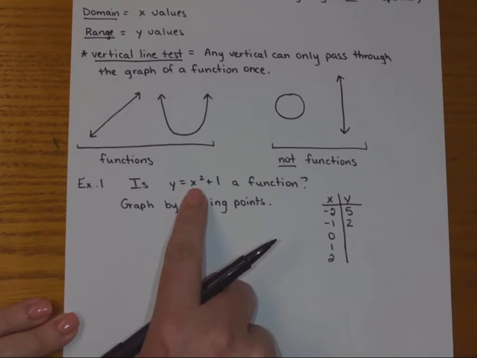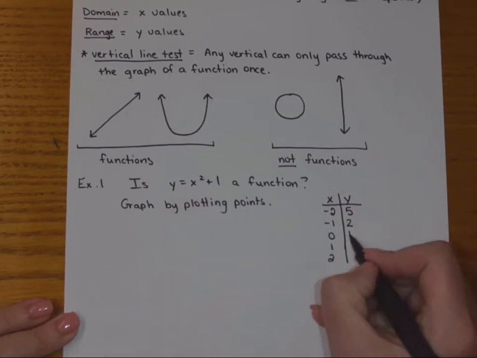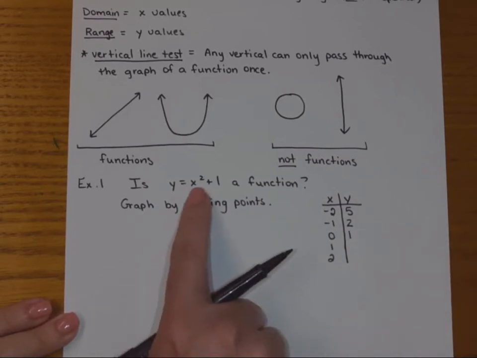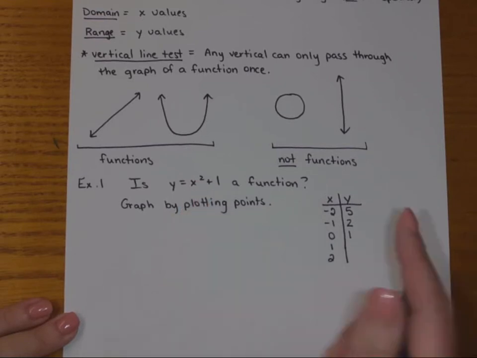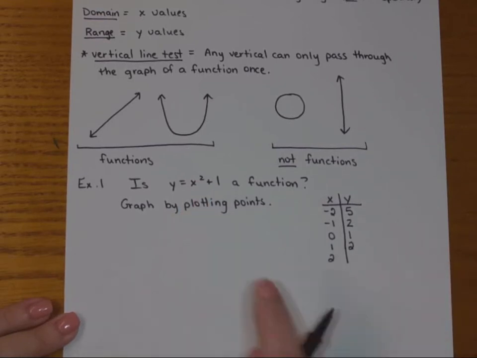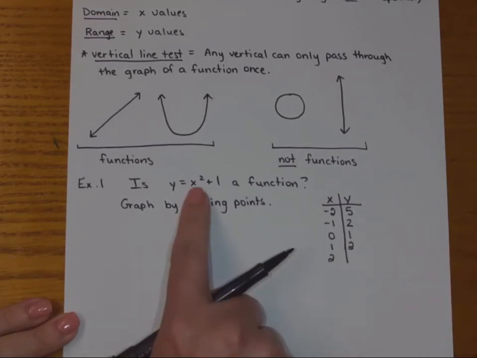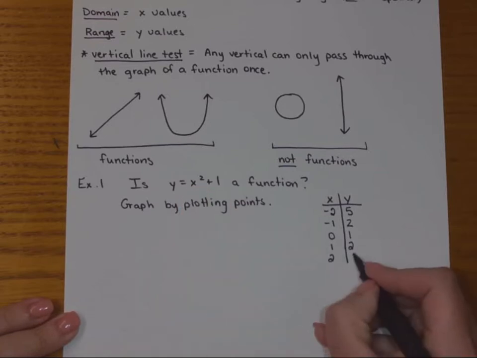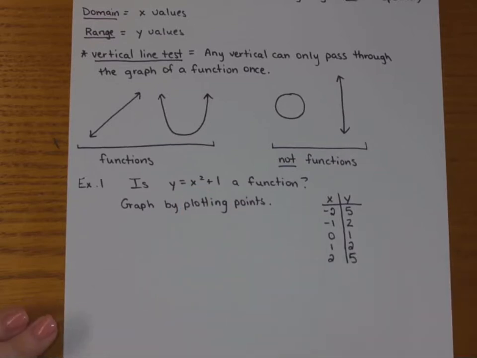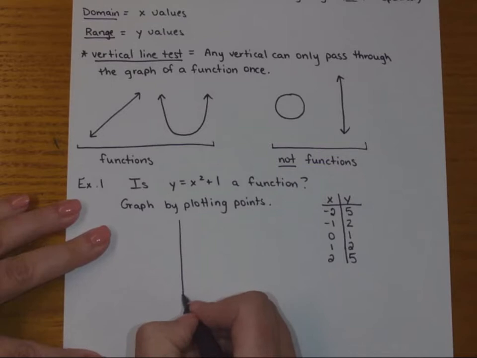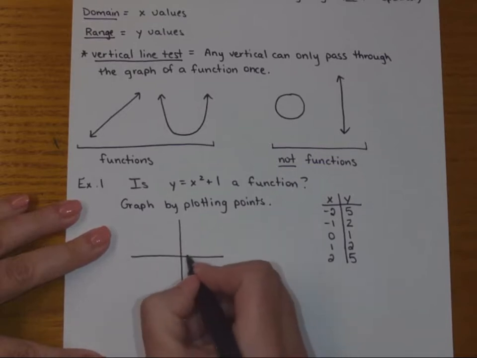Plug in 0 and you'll just get 0 squared plus 1, which is just 1. And then 1 squared plus 1, that would be 1 plus 1 or 2. And then lastly, 2 squared plus 1, so 4 plus 1 or 5. Okay, so basically then we can just sketch a graph.